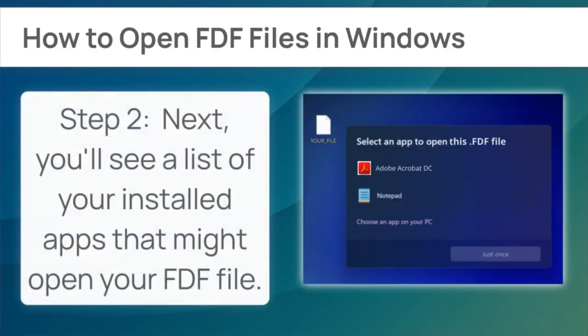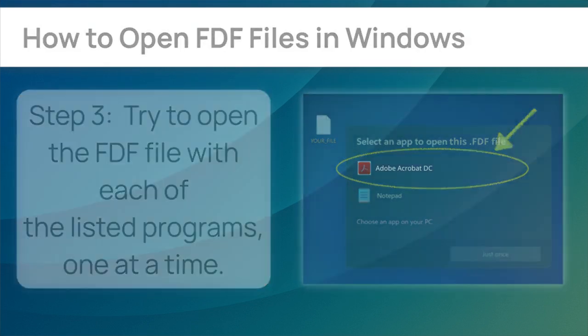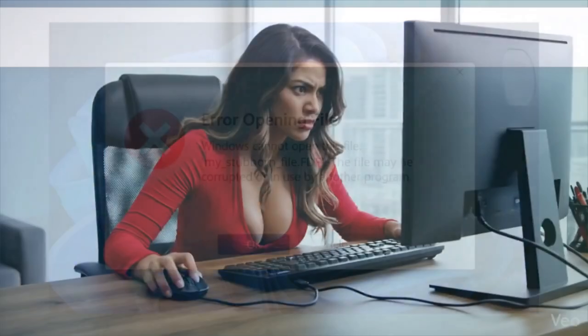Right-click your FDF file and select Open with Test Adobe Acrobat DC if it appears. If it fails, select another application. This is a process of elimination. If your FDF file is not opening yet, that is normal. If you reach this stage, the problem is deep.